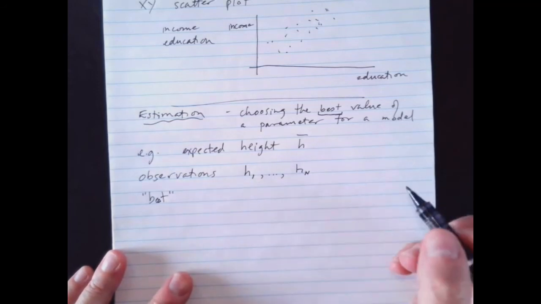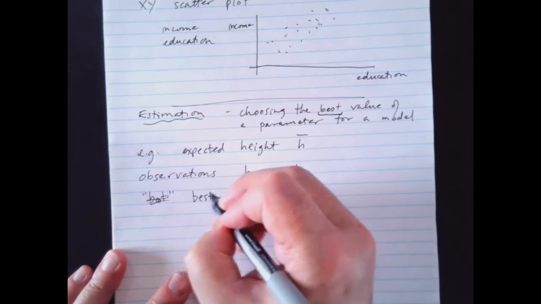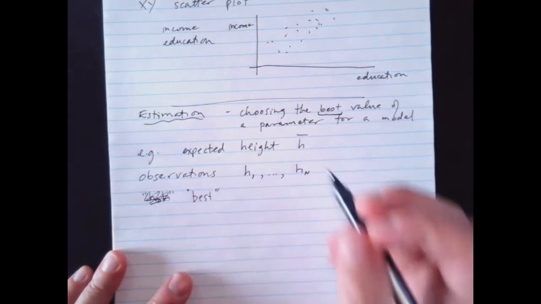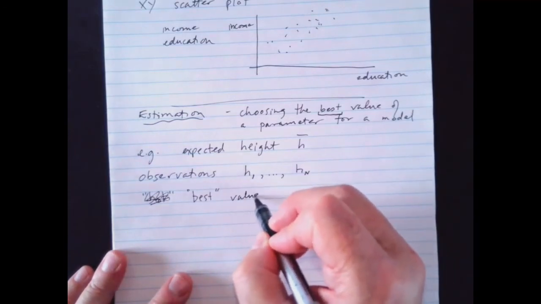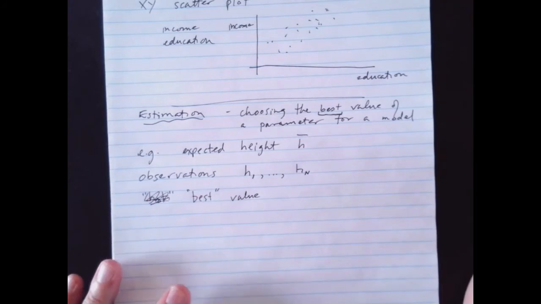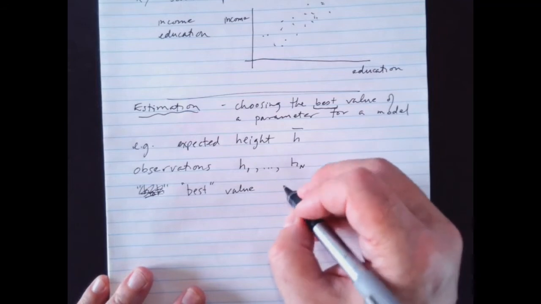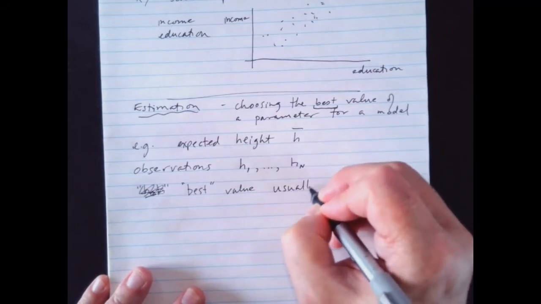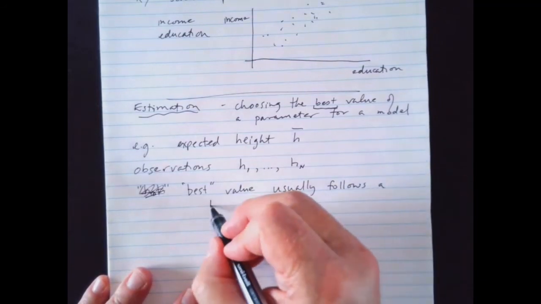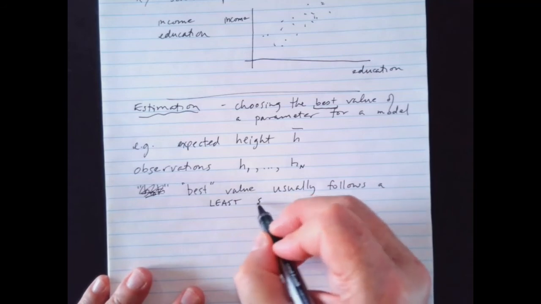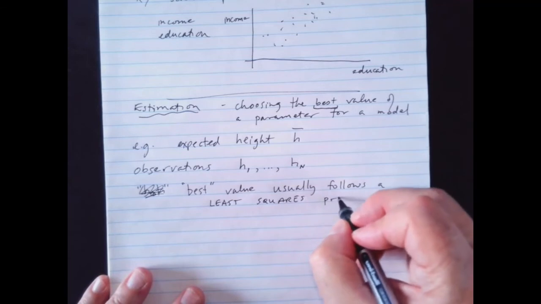Given your sample of data, it looks like I wrote "bot." Let me fix that. Best. What's the best value? Well, in econometrics, we usually start with and usually use a least squares principle.